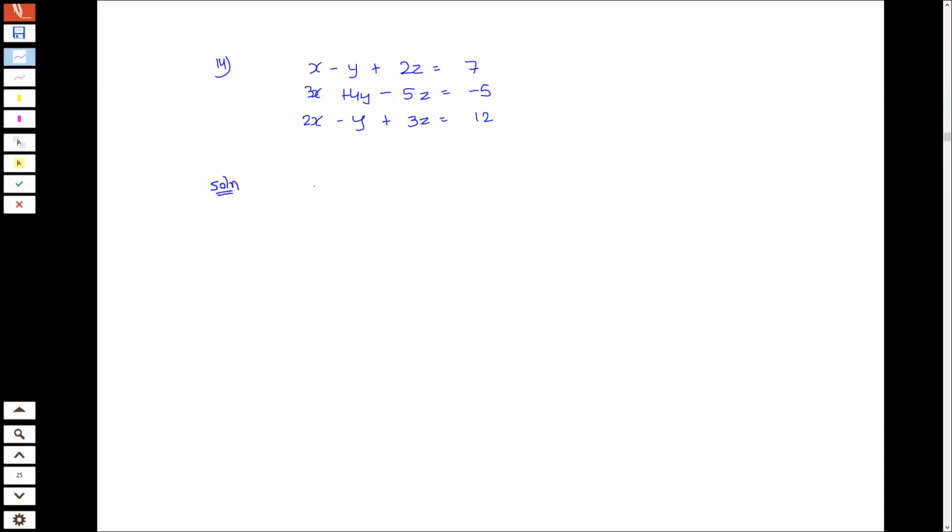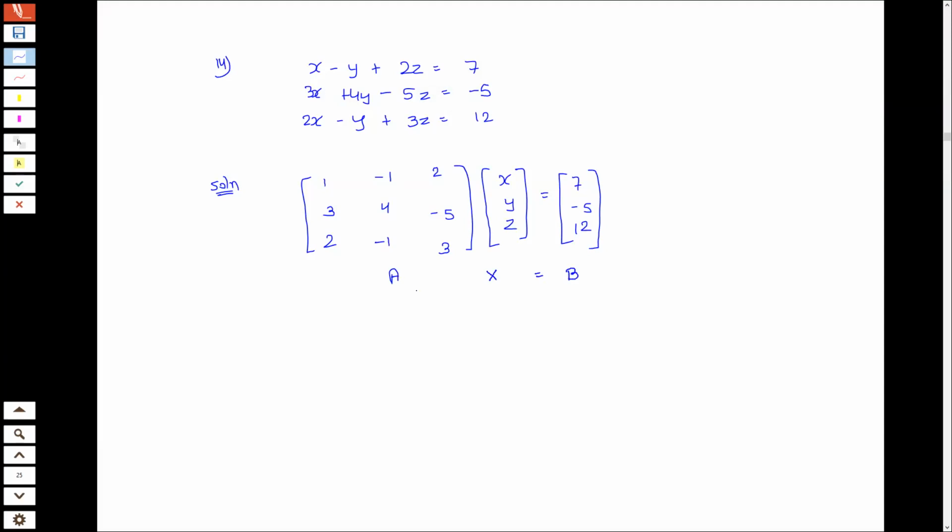So solution, I will try to express in AX equal to B. The coefficients of x are 1, 3, 2, coefficients of y are -1, 4, -1, and coefficients of z are 2, -5, and 3. So this matrix into the variable matrix x, y, z will give me the right hand side matrix which is 7, -5, and 12. So this is AX equal to B.